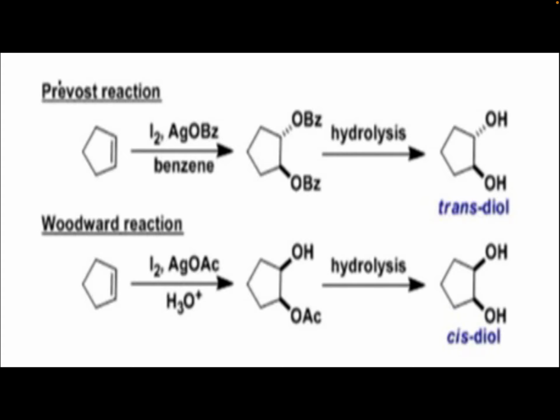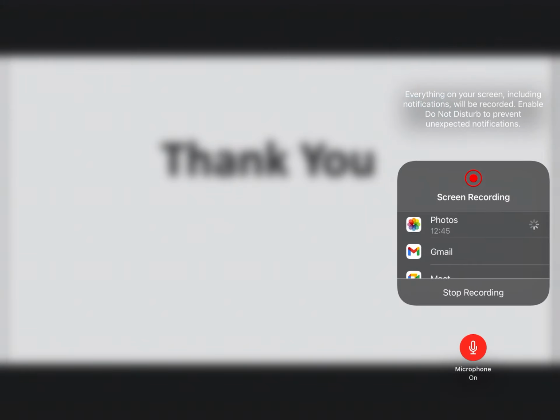Once more, here I have given it in big form. In the Prevost reaction we are seeing iodine and silver benzoate in benzene, we are getting the trans product, then hydrolysis we are getting trans diol. In the Woodward reaction, iodine, silver acetate is there, and here we are seeing that H3O plus, hydronium ion, is used, and we are getting the product, and on hydrolysis we are getting cis diol. So the main difference between the Prevost and Woodward reactions is that in the Woodward reaction we use water, but here in benzene.